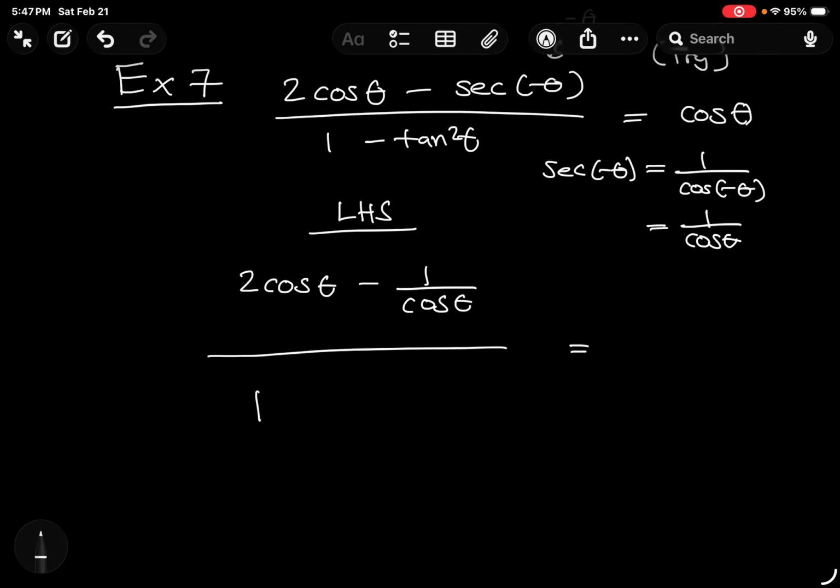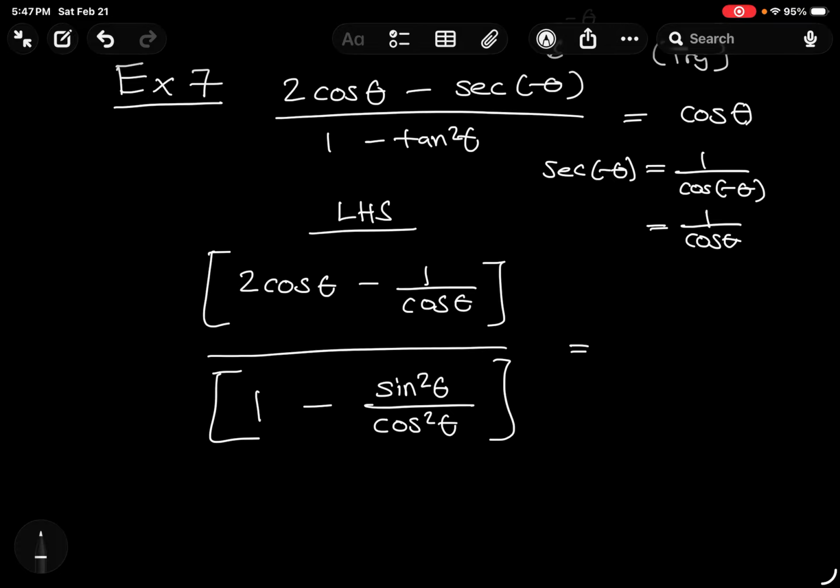And then if I convert the tangent squared theta into sine and cosine, that's sine squared theta over cosine squared theta. Now as I look at my problem, I can see that there is a complex fraction, and that seems to be the theme of the last two problems. You definitely need to simplify your complex fraction by multiplying by the LCD of the denominators. So the LCD of cosine theta and cosine squared theta is simply cosine squared theta.